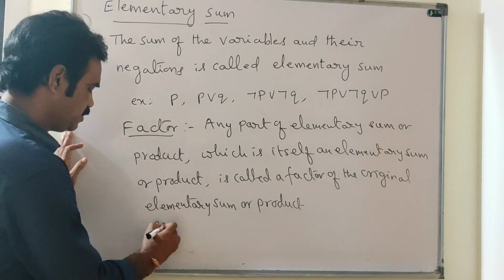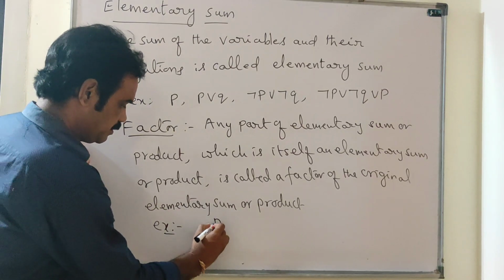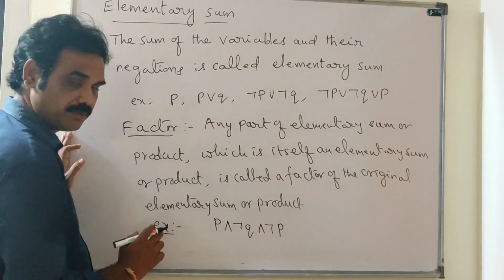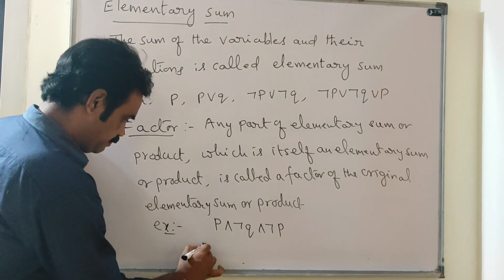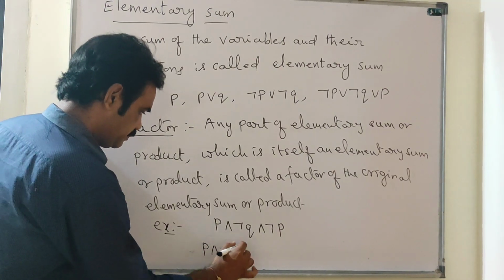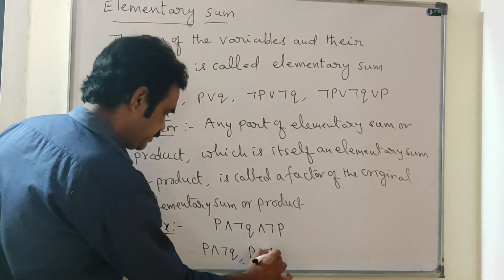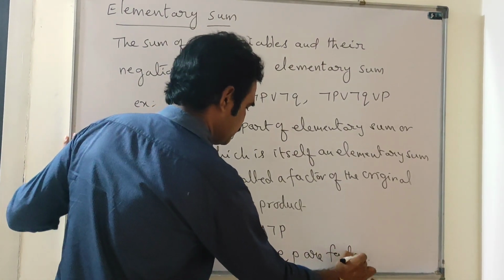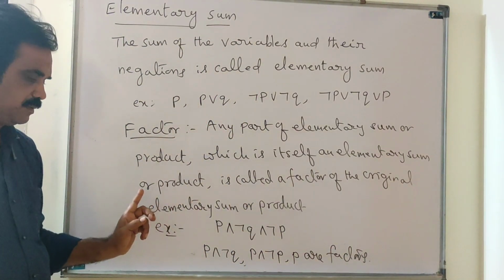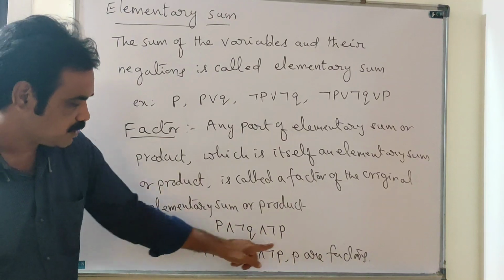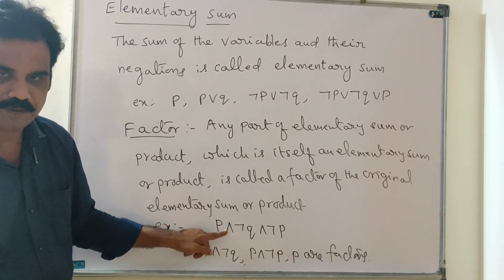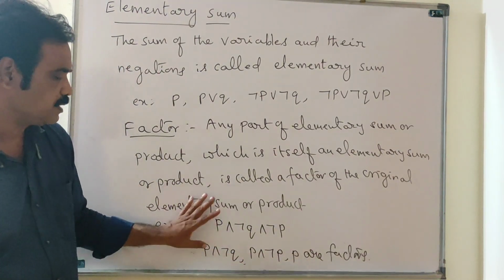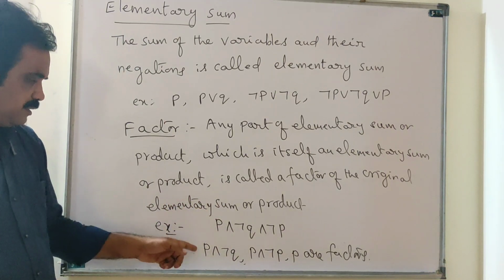Okay. See an example. Suppose the given formula is P and negation Q and negation P. This is the given formula. Then the factors are P and negation Q, P and negation P, and P. These are the factors of the given formula, since these are parts of the original elementary product. This is an elementary product here. Okay. Now P and negation Q, P and negation P, P are parts of the given formula, and hence these are factors.